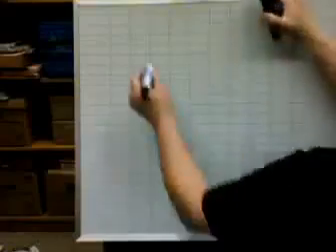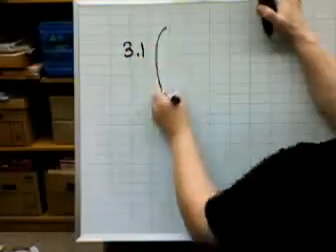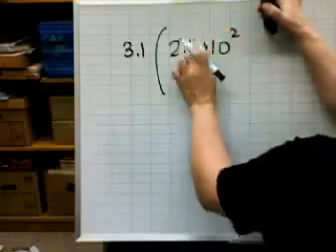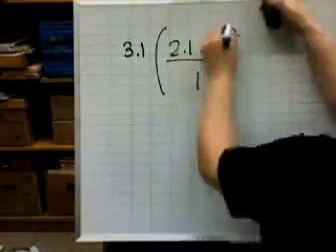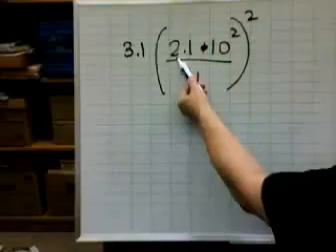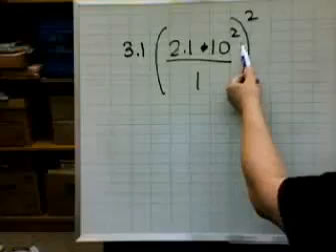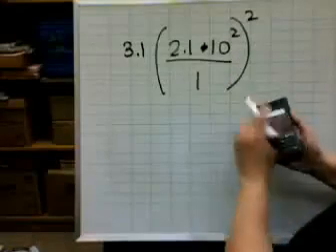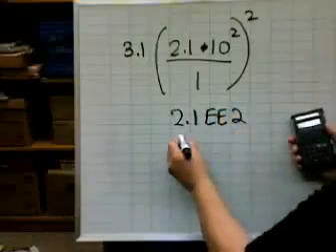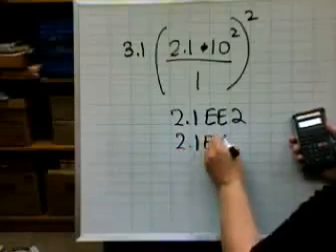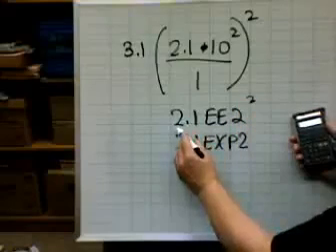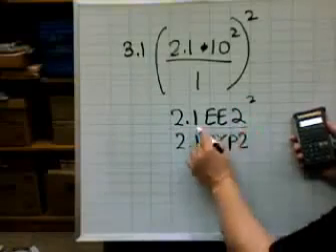Okay, next we have 3.1 times 2.1 times 10 to the 2 over 1 quantity squared. So this is in here to make you realize that the 2.1 and the 10 to the 2 both have to be squared. So if you put this in exponential, if you say 2.1 EE 2, or on the Casio you'd say 2.1 EXP 2, then you hit the squared button of that. The calculator will know that this whole number goes together and will be squared.